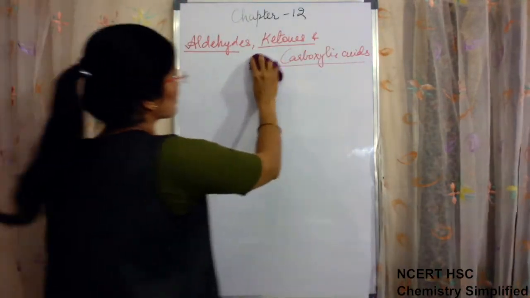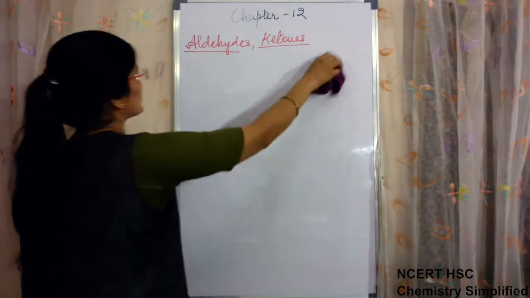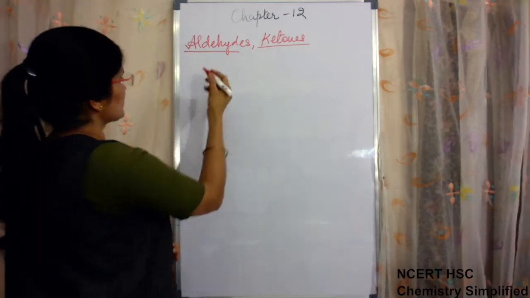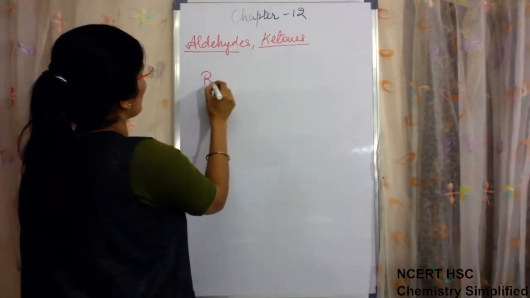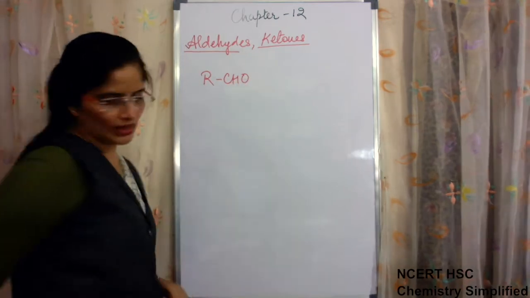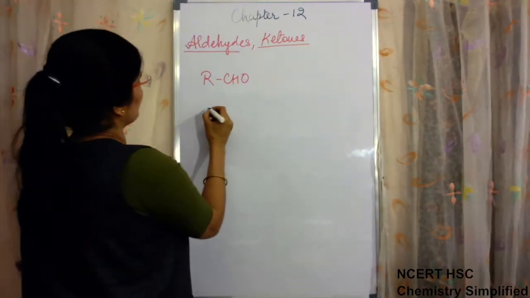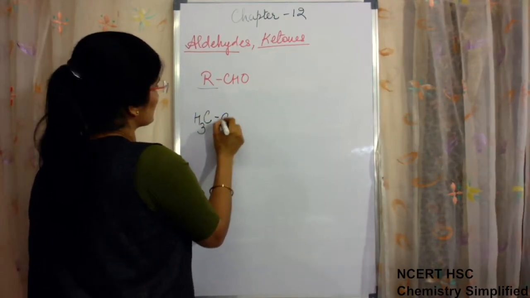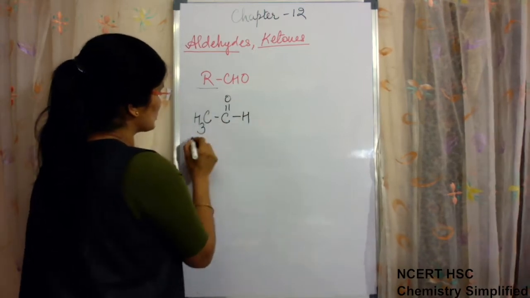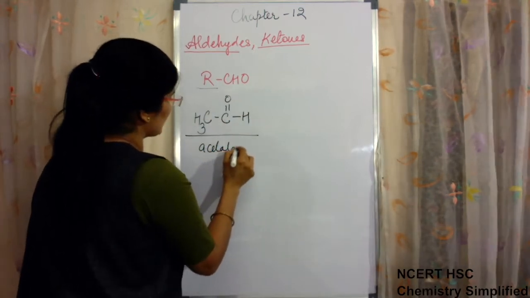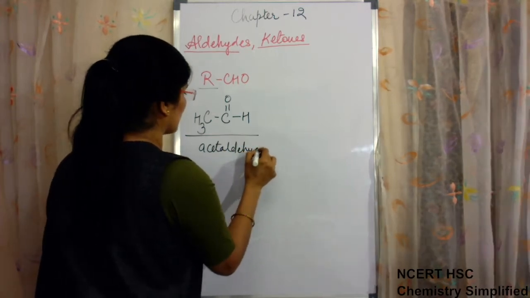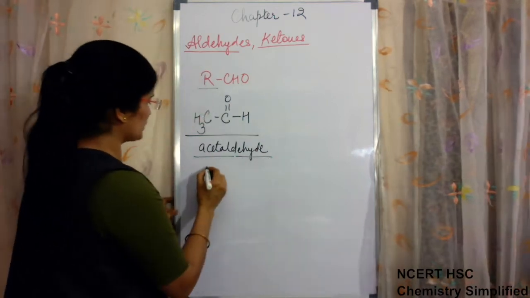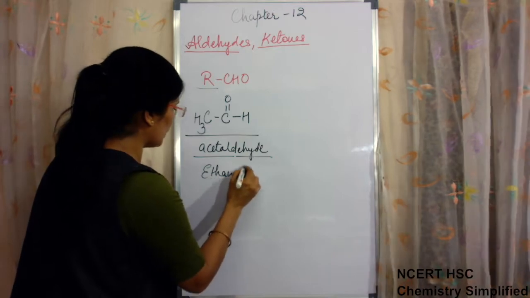So, let me erase this and let these two be written. Aldehydes and ketones. Now, when we talk about aldehydes and ketones, first we discuss their structure. RCHO are aldehydes. If we take any particular R, then let us take CH3, C double bond O, H. This is acetaldehyde in common naming. Okay. In IUPAC nomenclature, it will be known as ethanal.